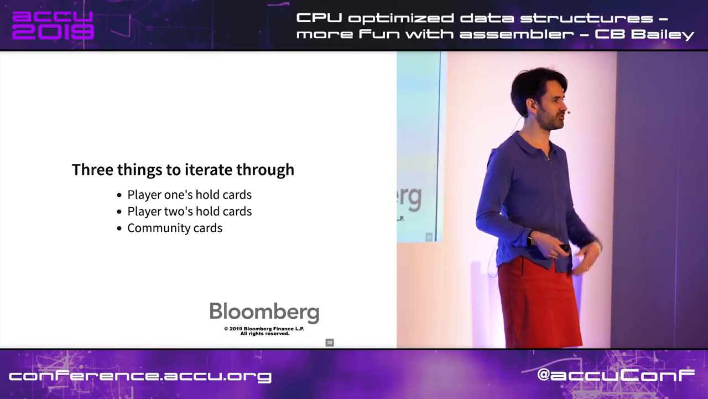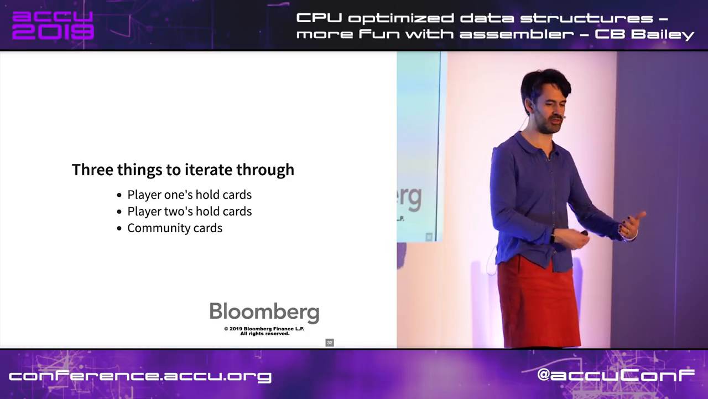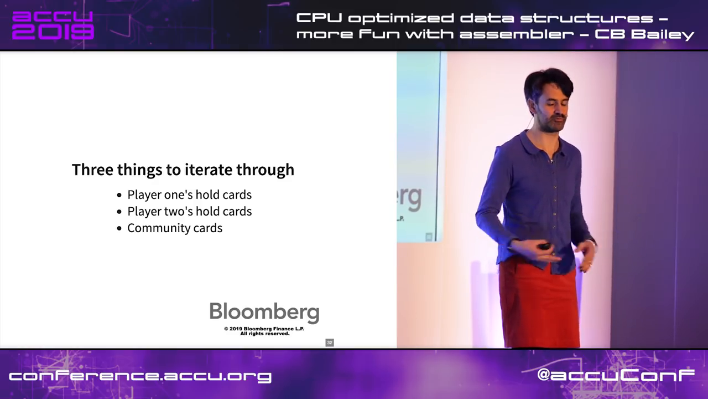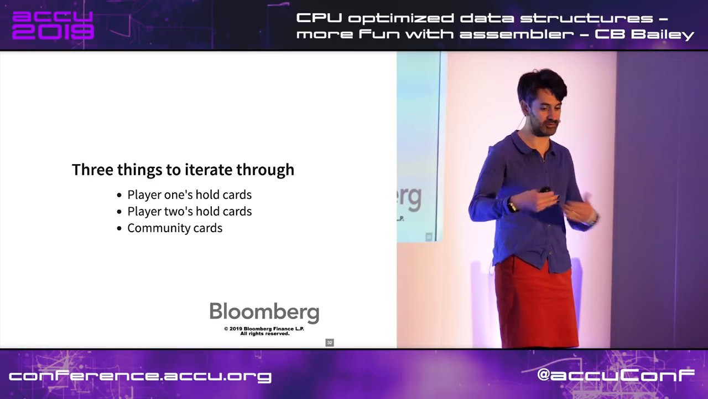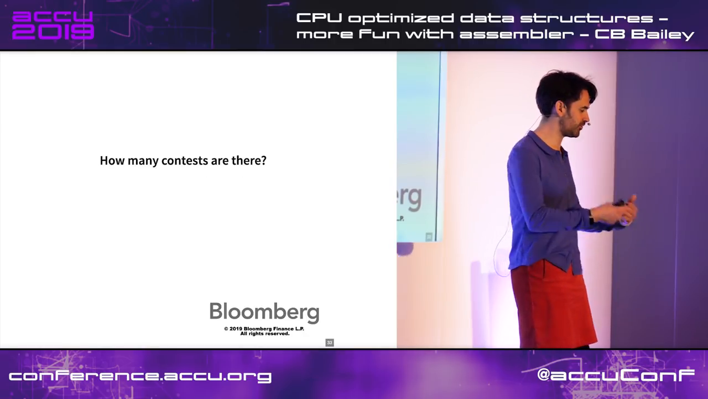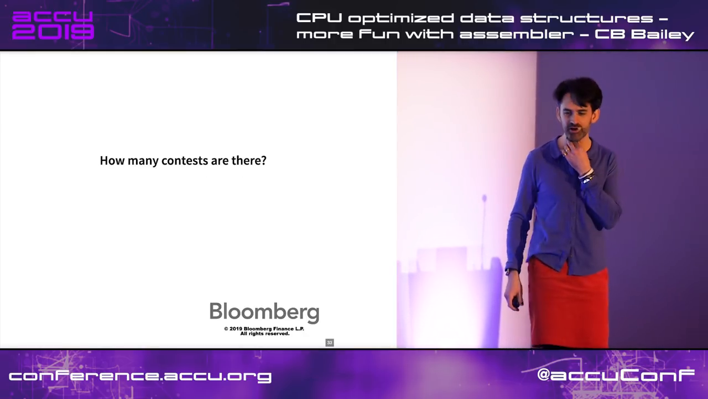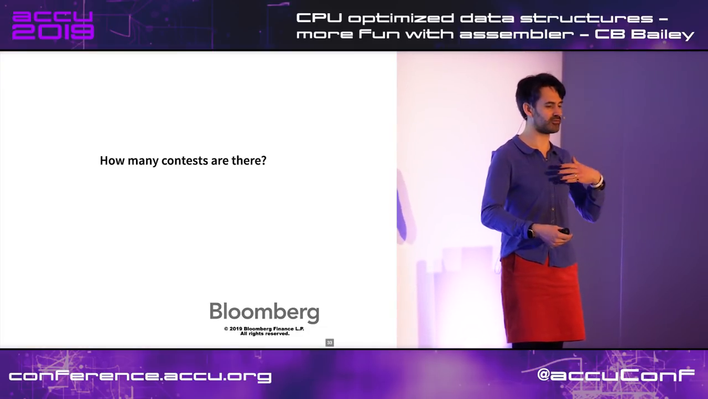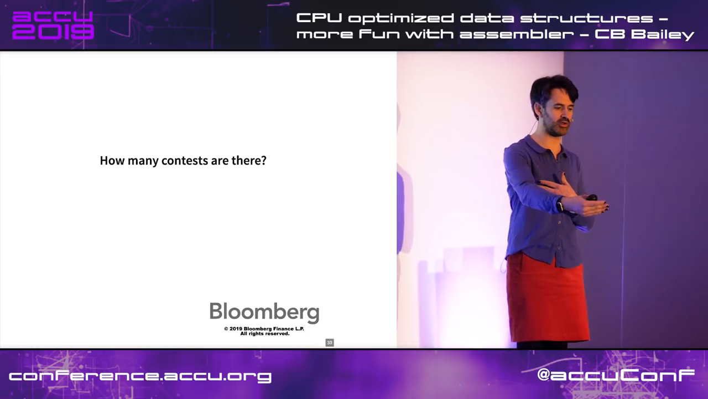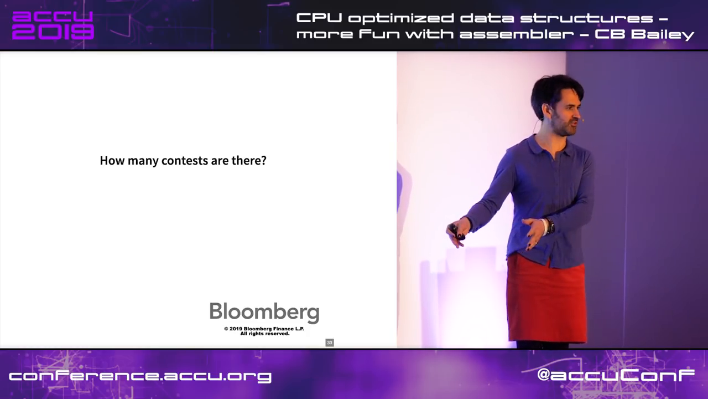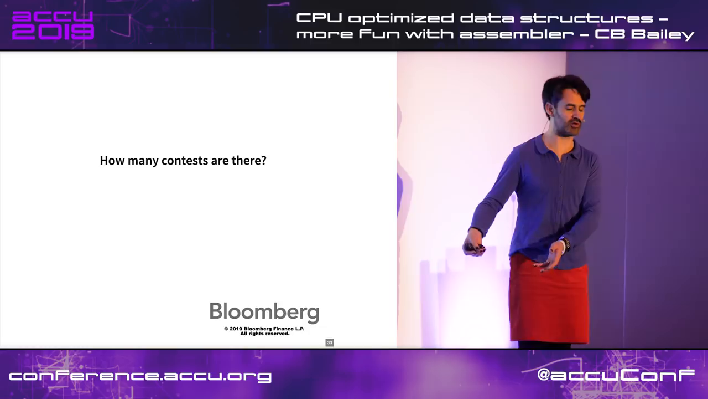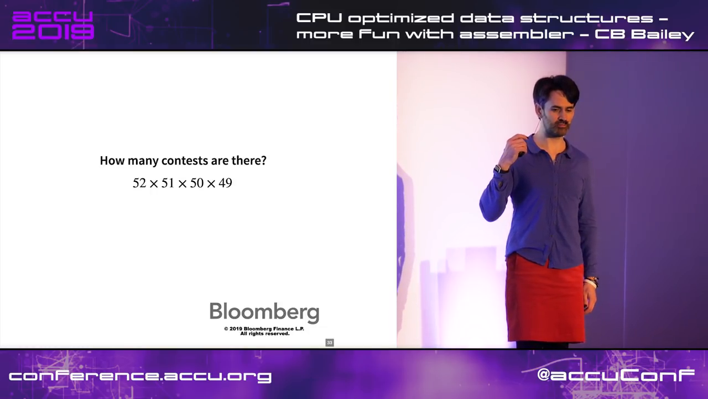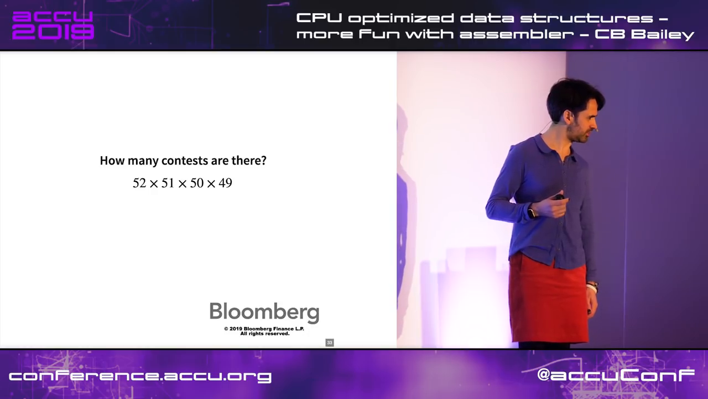So you want to iterate through player one's cards to generate a table of how good these cards are. You want to iterate through your opponent's cards so you get a full table. And you iterate through the community cards to get the percentage of what each contest results in. So how many contests are there per set of players' cards? If I've got a given set of cards and my opponent's got a given set of cards, how many contests are there based on a different set of community cards? It turns out there are this many contests.